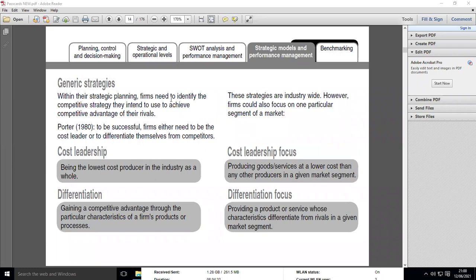The current syllabus also, under the models, talks about the generic strategies as part of the planning process. And we know we need these generic strategies for us to remain competitive.